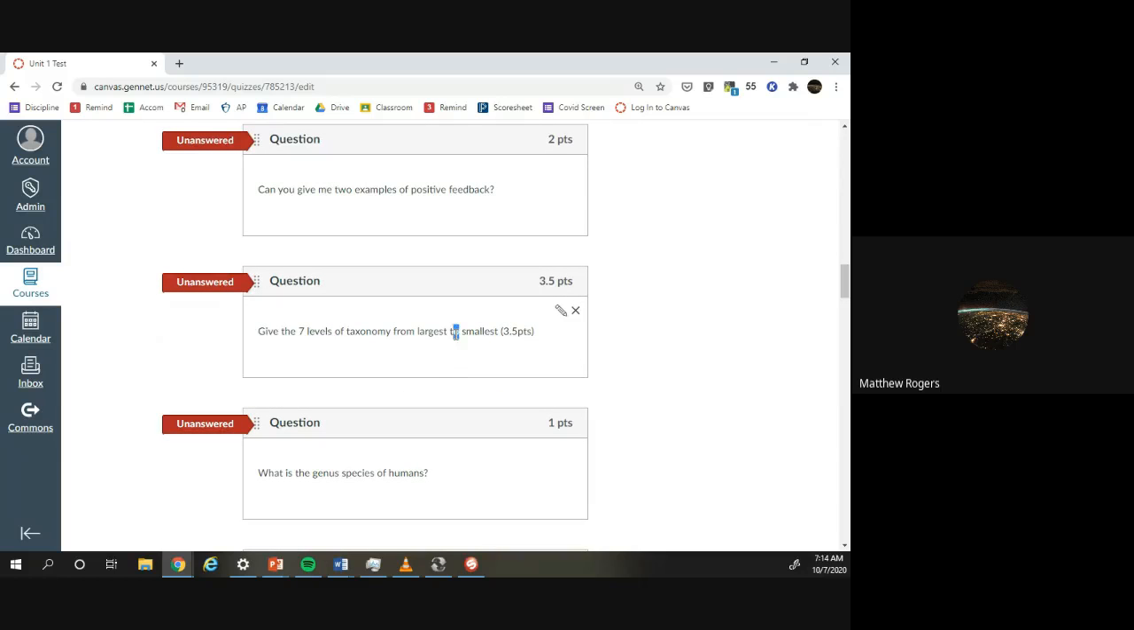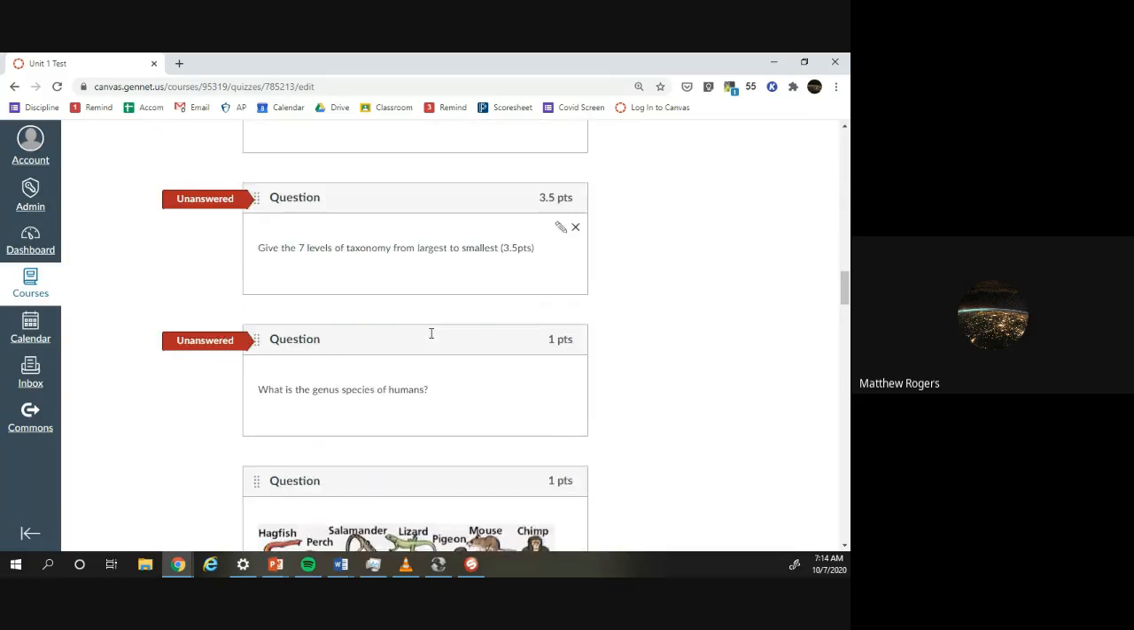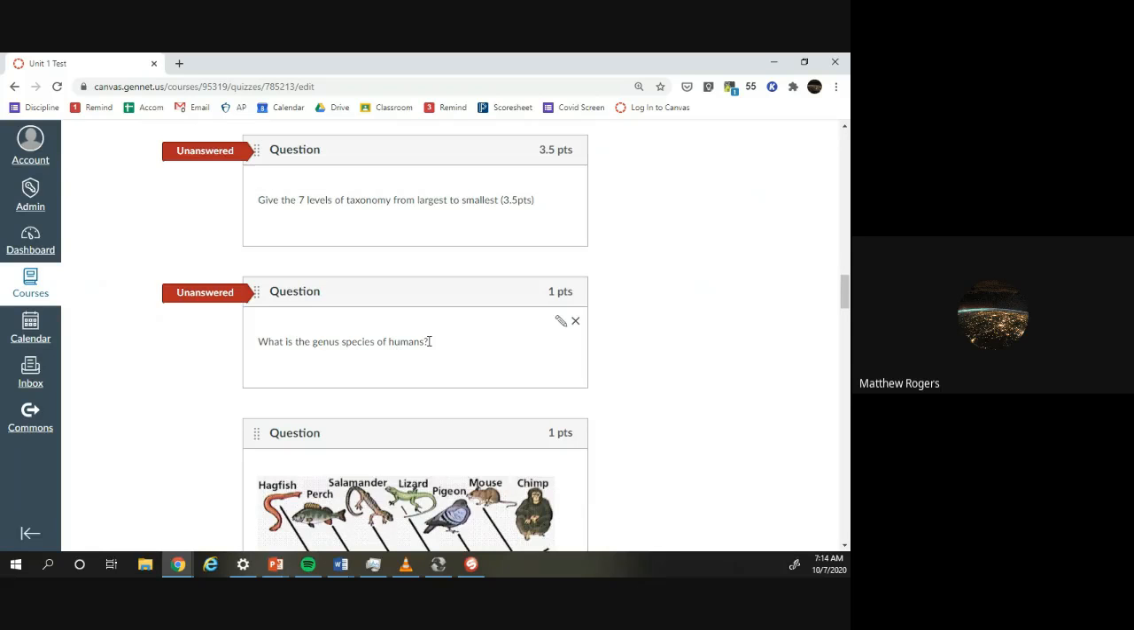Give the 7 levels of taxonomy from largest to smallest. So going from largest to smallest, we got kingdom, phylum, class, order, family, genus, species. What is the genus species of humans? It is Homo sapiens. The genus is Homo. The species is sapiens.